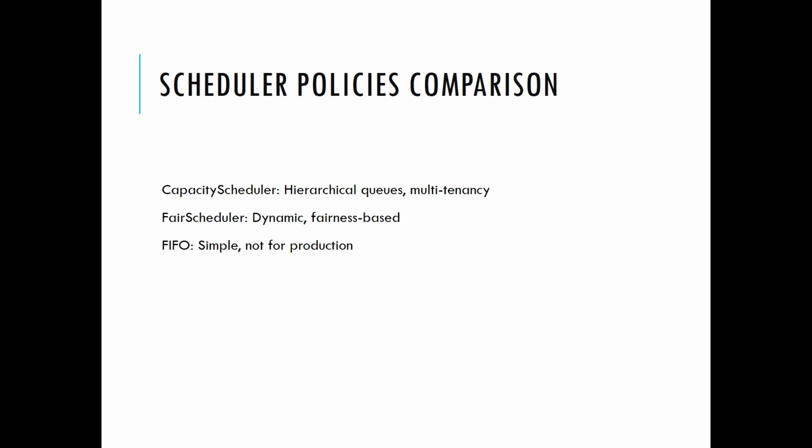YARN offers a choice of schedulers to match different cluster philosophies. The Capacity Scheduler is designed for multi-tenant environments. It organizes resources into hierarchical queues, allowing departments or teams to have guaranteed capacity while sharing excess resources. The Fair Scheduler, as the name implies, dynamically redistributes resources to ensure all applications get an approximately equal share over time.